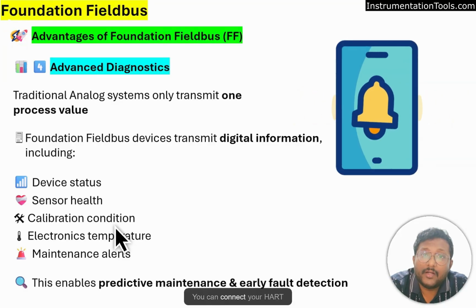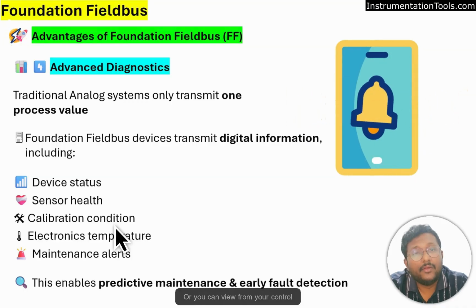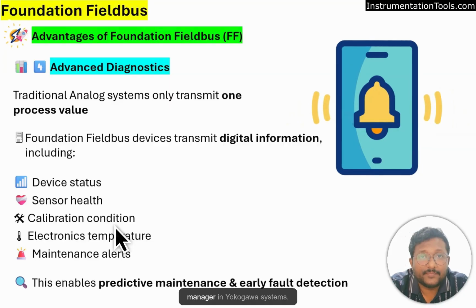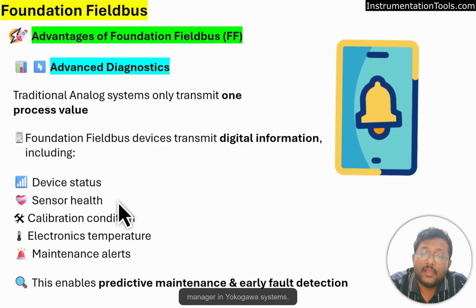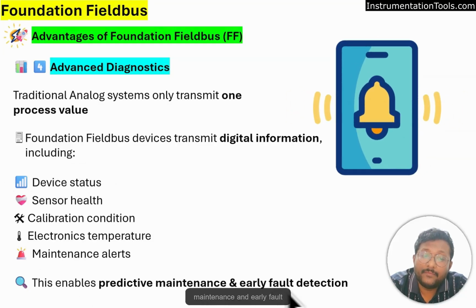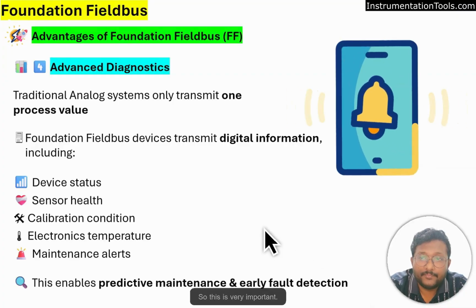You can connect your HART communicator and you can see these details, or you can view from your control room if you have Plant Resource Manager in Yokogawa systems. So this enables predictive maintenance and early fault detection. So this is very important.